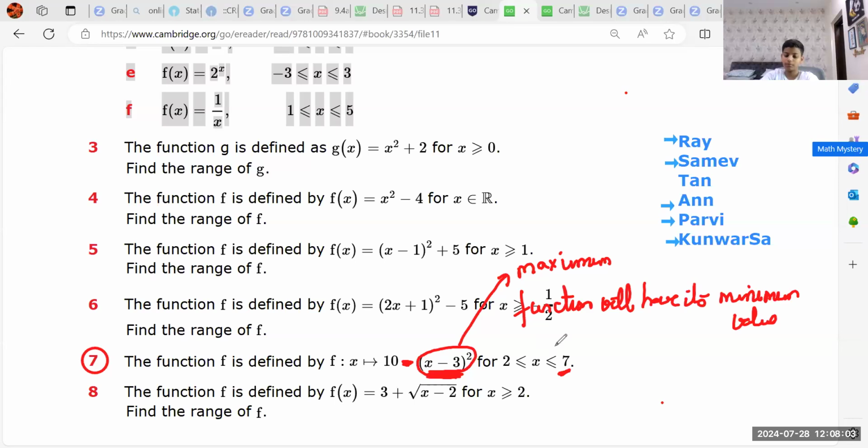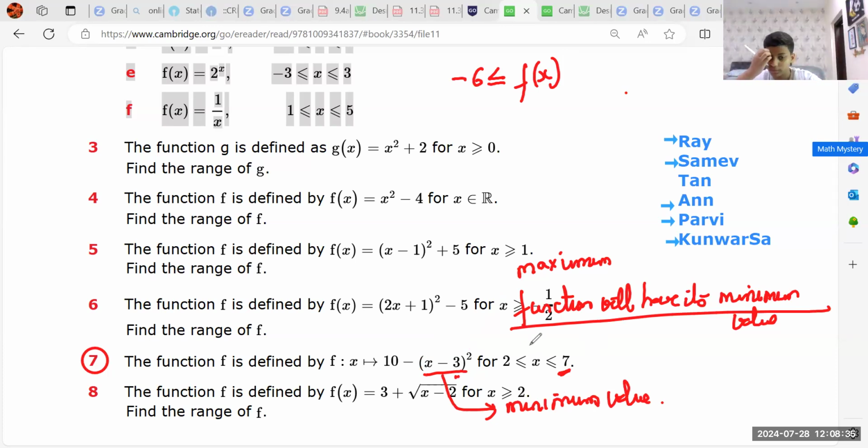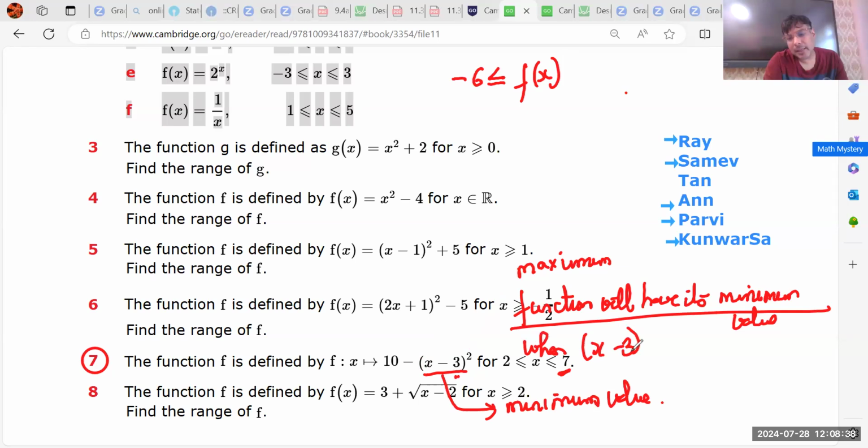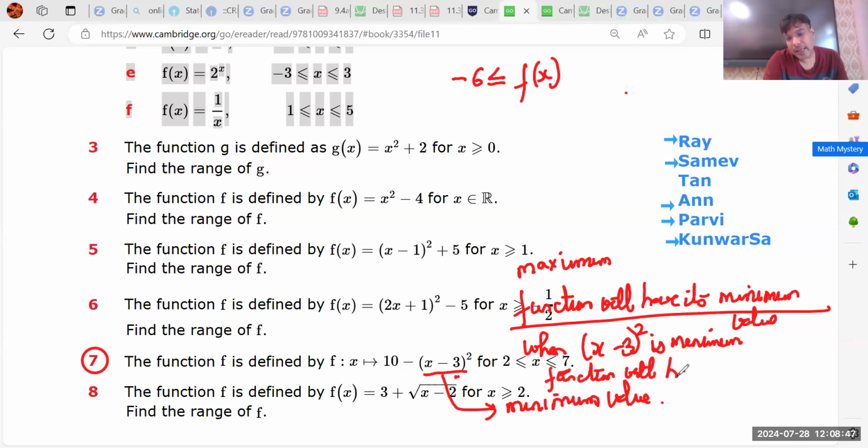और -15. -15 कैसे? Sir, when we will put... sir, no, it will be -6. -6. So -6 is the minimum value. Then now if I have to get the maximum value, तो मुझे इसकी मिनिमम वैल्यू चाहिए. So what is the minimum value for this? Sir, it will be when x minus 3 whole square is minimum, sir, it will be 9. Function will have its maximum value.